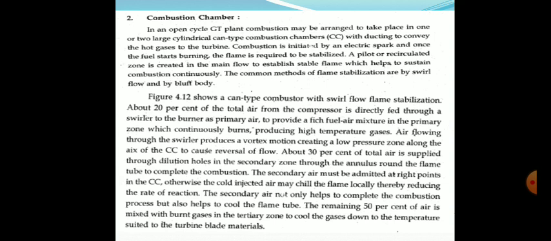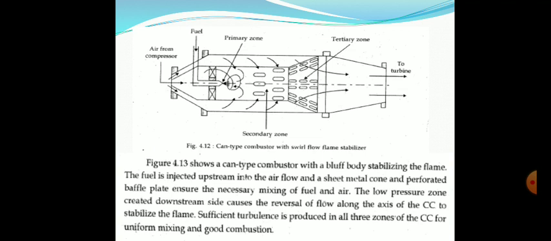The remaining 50% of air is mixed with burnt gases in the tertiary zone to cool the gases down to a temperature suited to the turbine blade materials. So this is the can type combustor with swirl flow flame stabilizer. Air from the compressor comes, fuel comes from the top, primary zone, tertiary zone, and then to the turbine, and before the tertiary zone, the secondary zone is provided.